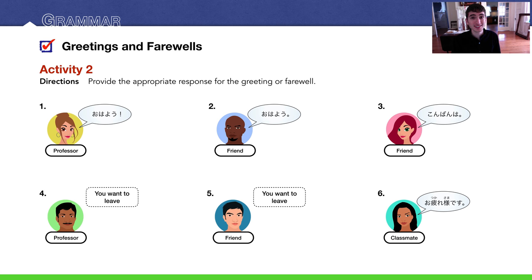Number two, your friend says, Ohayo. What do you say? Ohayo, right? It's your friend. You can be casual with them. Ohayo. Number three, your friend says, konbanwa.